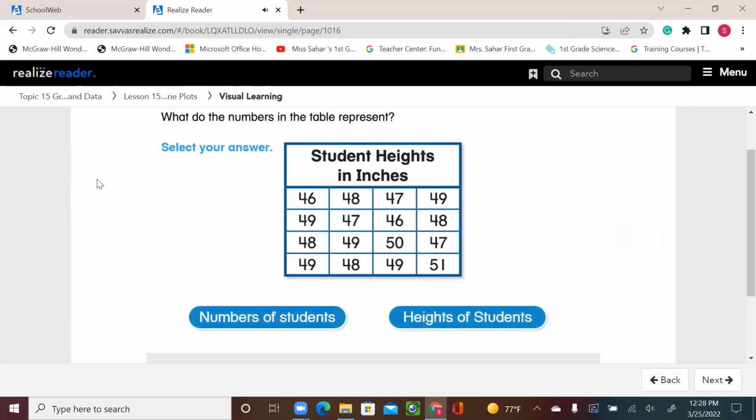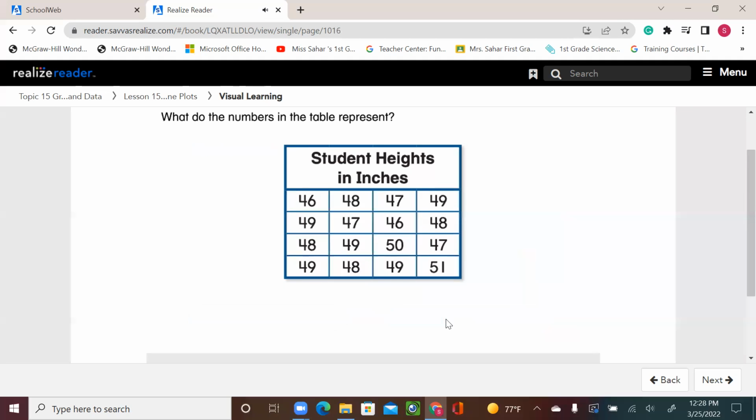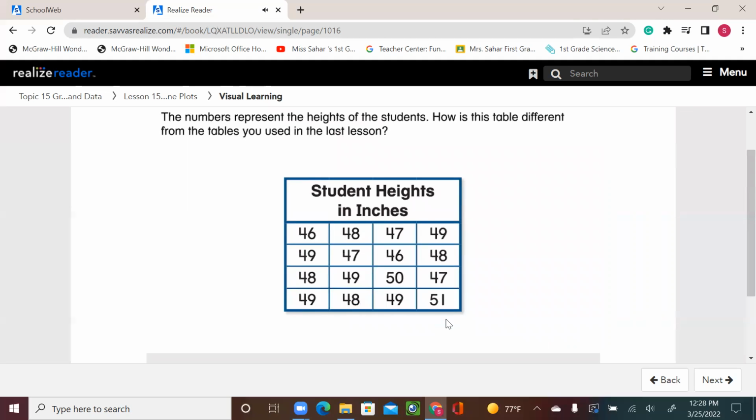Okay, so in this table, we are measuring the length of students, and these are their heights. So is it the number of the students or the heights of the students? The heights of the students. The numbers represent the heights of the students.